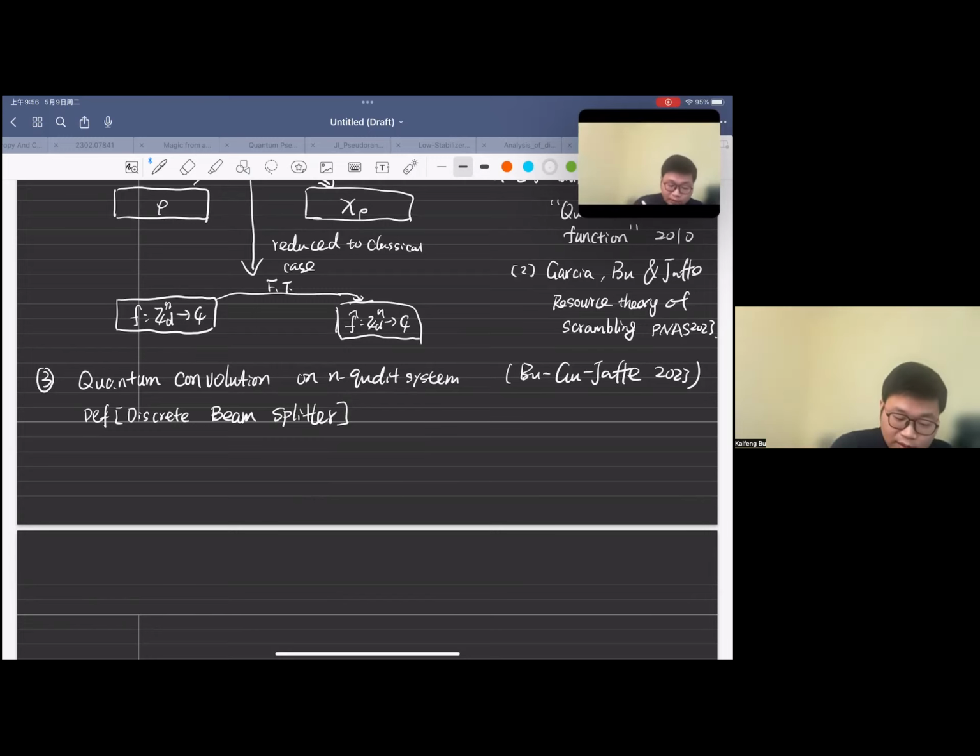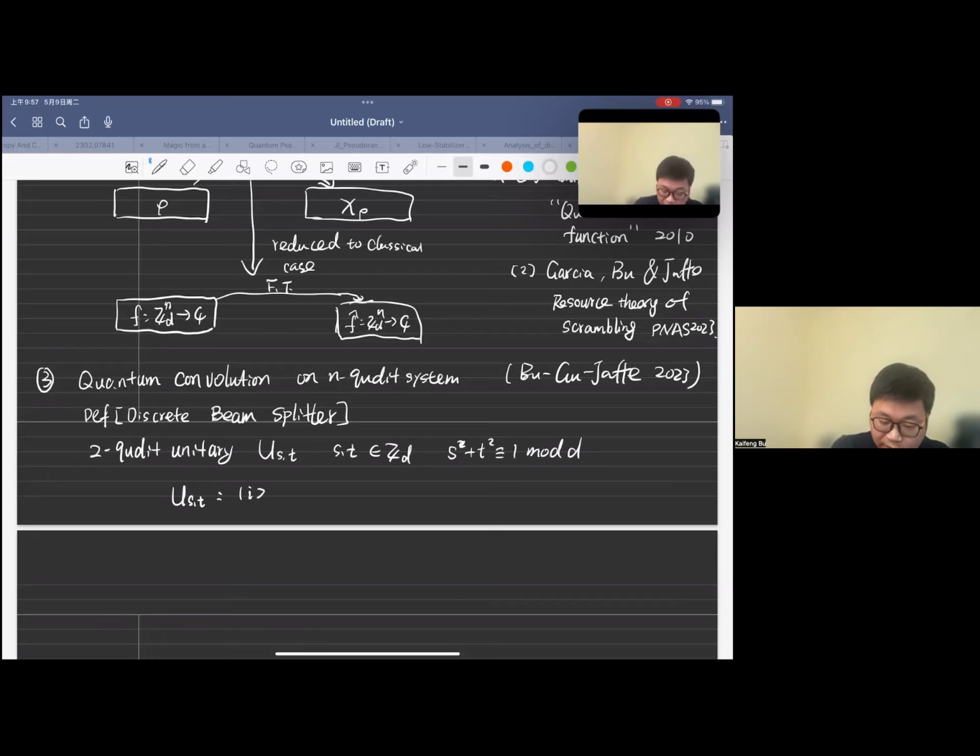So let us start from the simple case. Let us first consider the two-qudit case. Now we define a two-qudit unitary U_{S,T}. S and T are two parameters from Z mod d, and we require S squared plus T squared is equivalent to 1 mod d. Then U_{S,T} is defined as the unitary which maps the computational basis |i>|j> to |Si+Tj>|Ti-Sj>. So this is the definition of the two-qudit unitary.